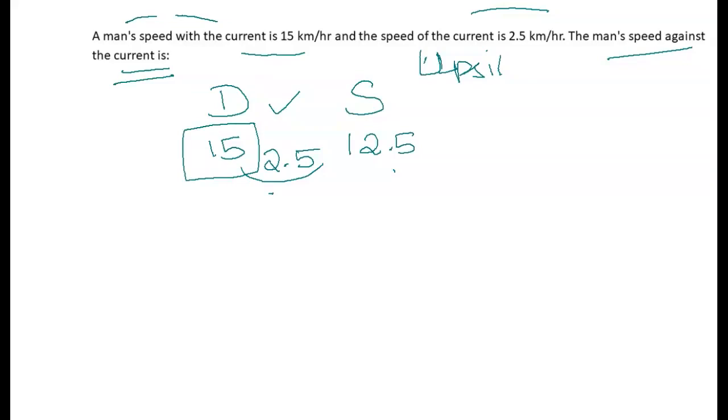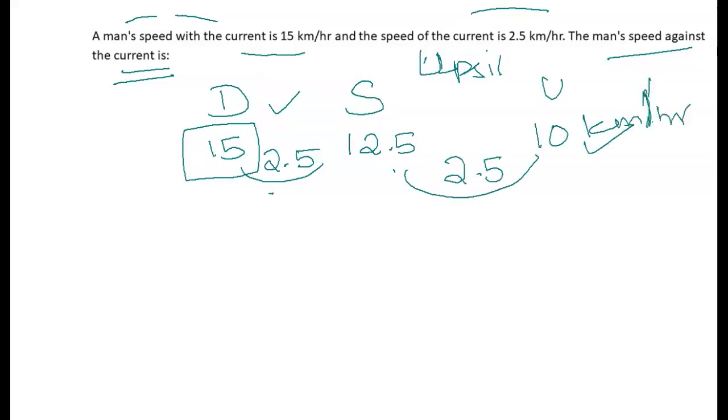So it's 15. Then what will upstream be? When the stream speed is subtracted from this, you get upstream. What is that? 10 kilometers per hour. The man's speed against the current is going to be 10 kilometers per hour, because the stream speed is absorbed and this comes out. So your answer is 10 kilometers per hour. 12.5 is the still water speed, the speed of the boat in still water, and beyond that the 2.5 gets subtracted. Got it? Upstream. Clear? Next question.